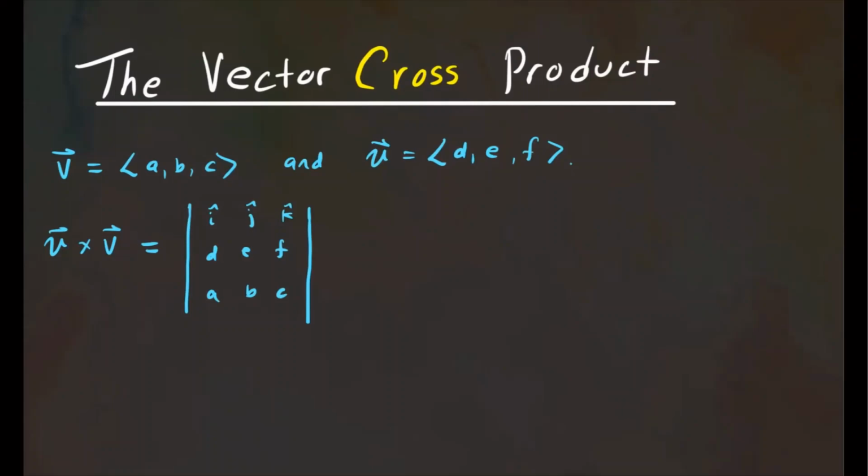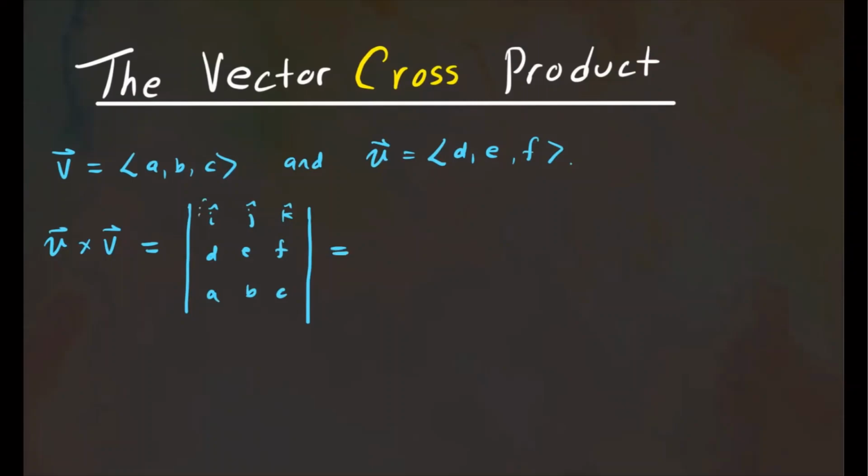And eventually what you're going to get is a vector. Now that vector is going to be very special because that particular vector will be orthogonal to both U and V, meaning perpendicular. Now let's see how we compute this determinant. So pretty much here's how you're going to compute this.